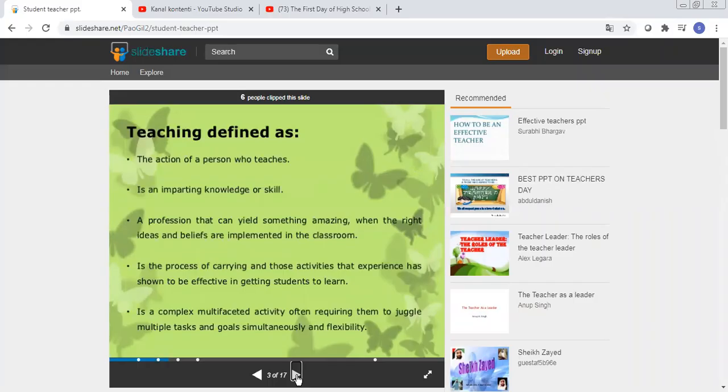Teaching defined as. Here is given a definition of teaching. What is teaching? Teaching is the action of a person who teaches, or is imparting knowledge or skill. A profession that can yield something amazing when the right ideas and beliefs are implemented in the classroom. A process of caring and those activities that experience has shown to be effective in getting students to learn. It's a complex, multifaceted activity, often requiring teachers to juggle multiple tasks and goals simultaneously, and flexibility.